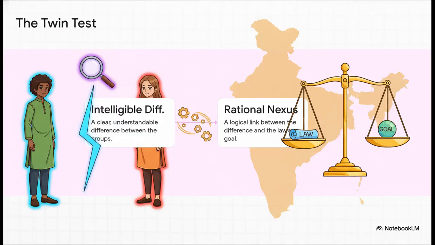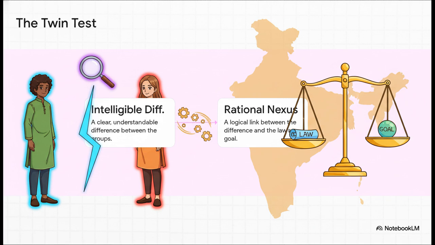And that case gave us what we now call the twin test. It's called that because any law that classifies people has to pass both parts of this test. Not just one, both. Part 1, is there an intelligible differentia? I know, fancy legal jargon. All it means is there a real, common sense difference between the group you're treating specially and everyone else?